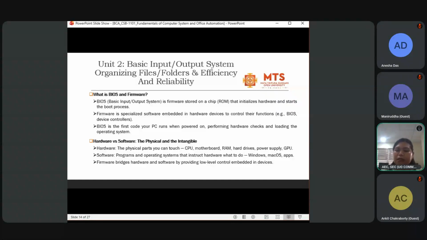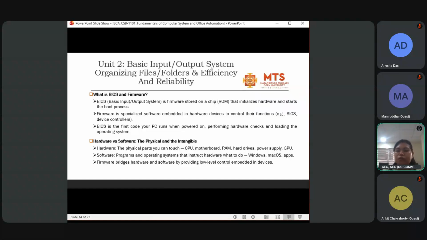When we start the laptop or desktop, whatever is happening inside the motherboard, this BIOS takes charge, takes the control. Firmware is specialized software embedded in a hardware device to control its function. Examples: BIOS, device controller, ALU, and so many things. BIOS is the first code your PC runs when powered on, performing hardware checks and loading the operating system.